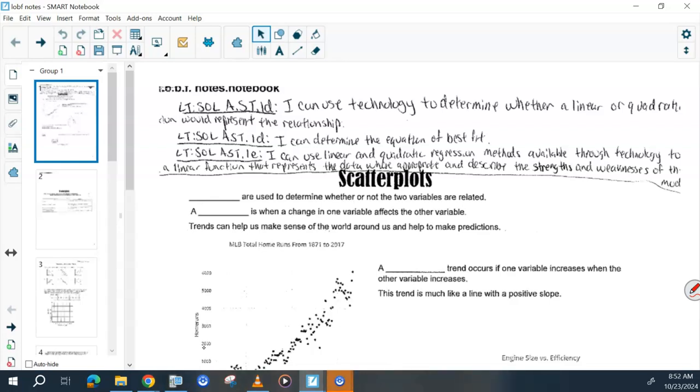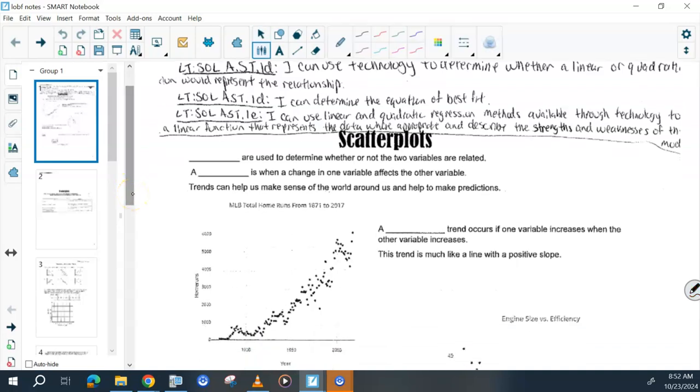So first, before we get into what we're actually going to do, we're going to review a little bit. First, we talked about scatterplots at the beginning of the year. Notice our objectives are dealing a lot with using technology, determining the equation of best fit, regression. We'll talk about what those mean here in a moment. So first, let's review some vocab.